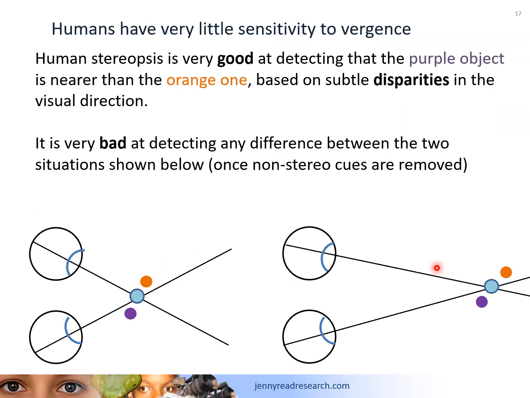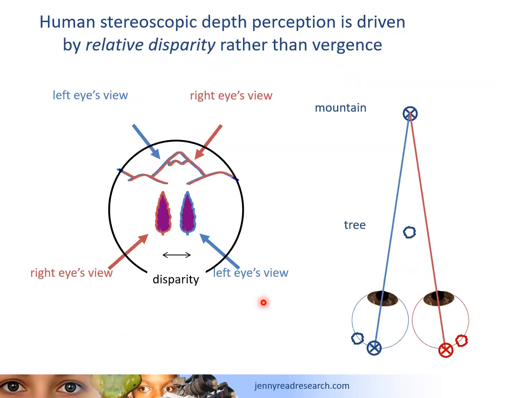And the consequence is that while human stereopsis is very good at detecting relative distances, such as this purple object is nearer than the orange one, it's very bad at detecting how far away any of them are in absolute terms, in meters, which is intriguing. So human stereo depth perception is driven very much by relative disparity rather than vergence. And actually, this is a slide that I had years ago from Fred Miles and have been using ever since. It's a great slide, thank you, Fred.